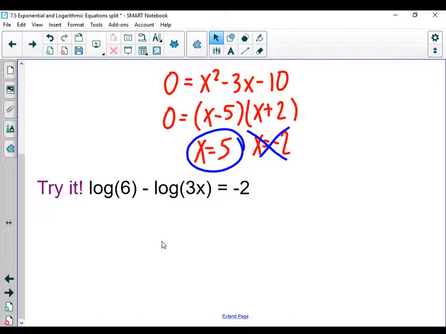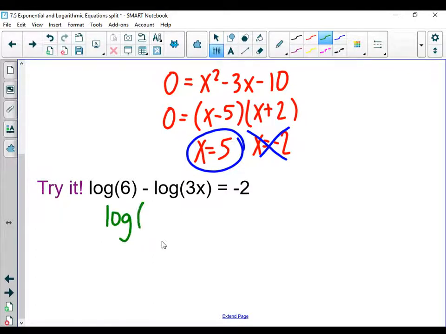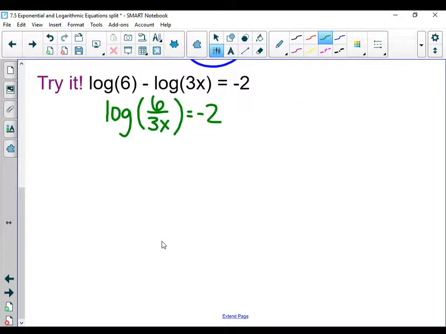Okay, since we are subtracting, we can condense by division. So log of 6 divided by 3x is equal to negative 2. And around the world, again, getting the habit with that negative exponent, I can go ahead and change that to 1 over 10 squared, or 1 over 100.